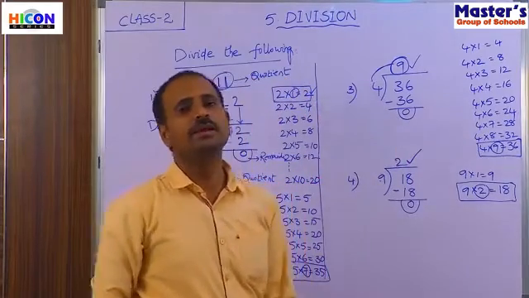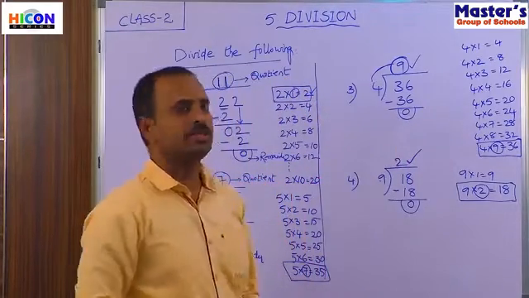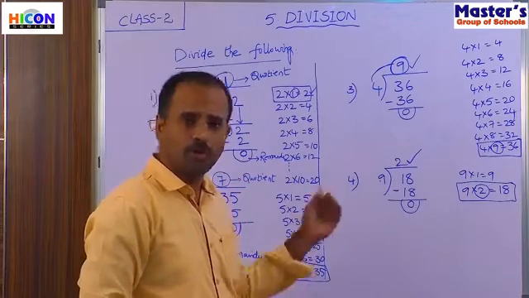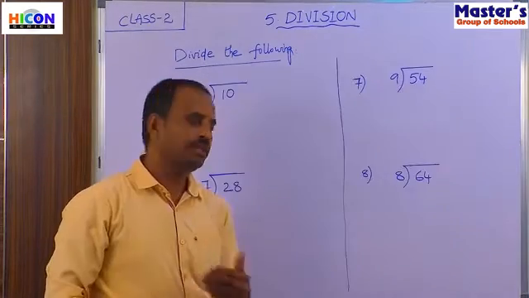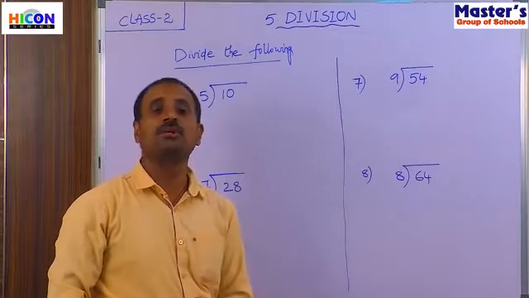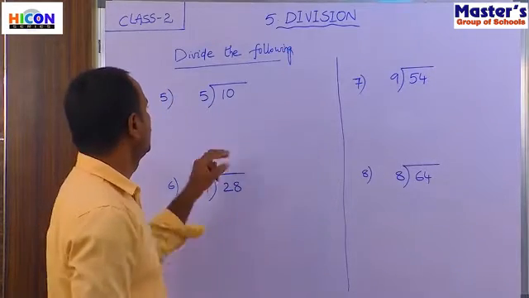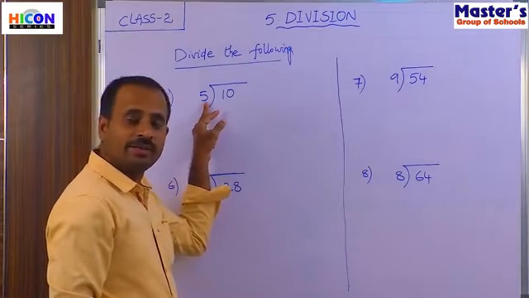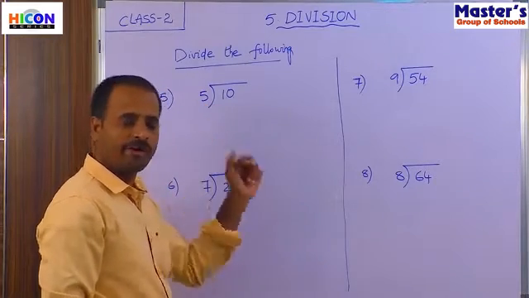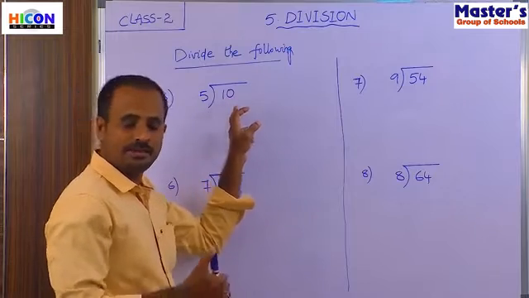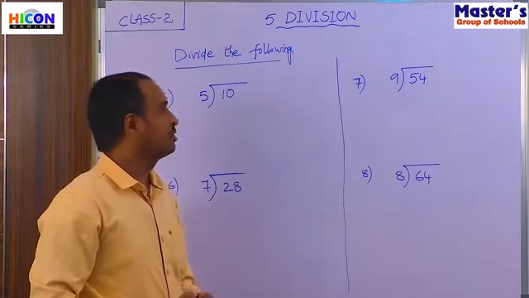Children, in this way we can practice the divisions by using the long division method. Let us see some more problems on this division. Let us practice some more problems on long division. Now see the fifth problem. What is the divisor here? The divisor is 5. What is the dividend here? The dividend is 10. Now start the division.